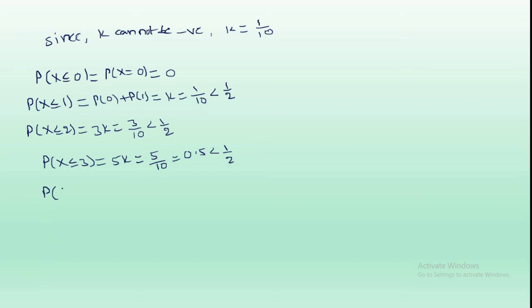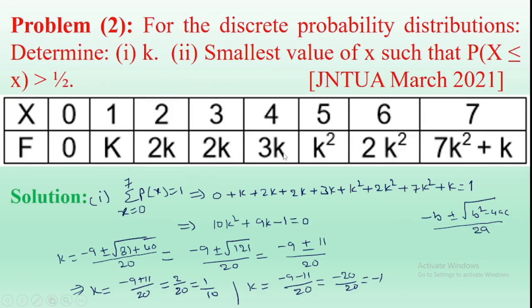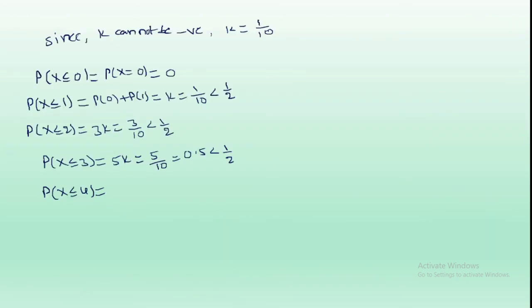Next check another value of x. Probability of X less than or equal to 4 means the sum of probabilities from X equal to 0 to X equal to 4. That is 5k plus k plus 2k plus 2k plus 3k, which is 5k plus 3k, 8k. Since k is equal to 1 by 10, substitute the k value, 8 divided by 10 is 0.8. So 0.8 is greater than 1 by 2. Now the condition is satisfied. So the smallest value of x is 4.